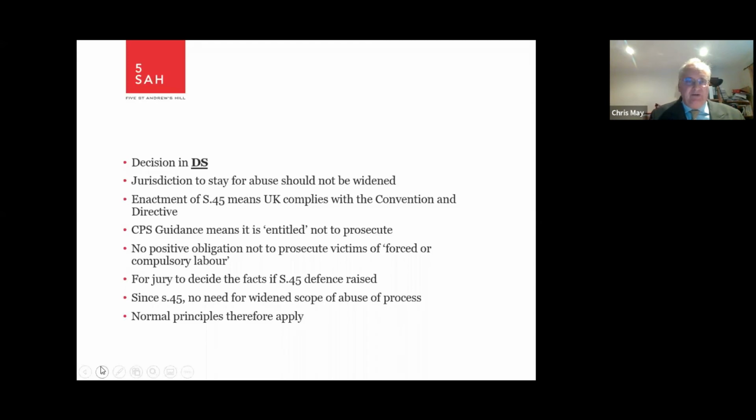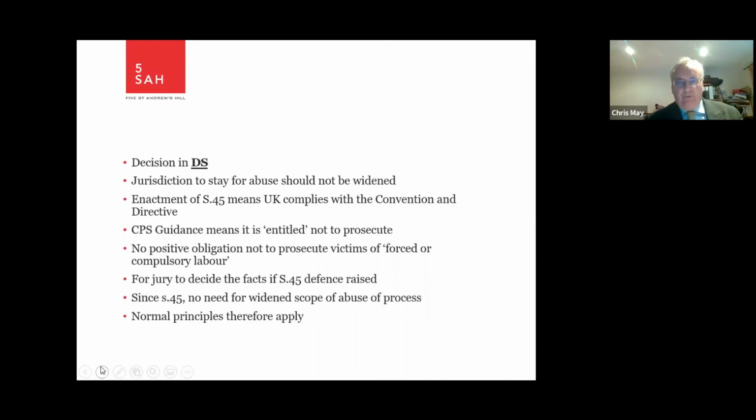As I say, centrally, since Section 45, the court decided there is no need for the widened scope of the abuse of process principles. And so normal principles would therefore apply. There's no special category of application for a stay on the grounds of abuse where you're relying on exploitation. One observation the court did make in that case was that if there was sufficient evidence raised of a modern slavery defence, it could result in a submission of no case to answer being made at half time.